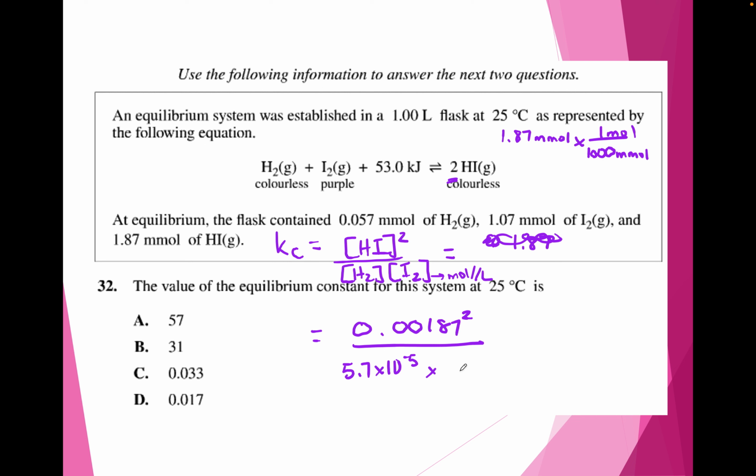And then that last one, the millimoles of I2, 1.07 divided by your 1,000 gives you 0.00107. So now that that's set up, we can plug that all into our calculator. We'll take the top value and square it, and then divide it by the two bottom values, but we'll need to multiply them by each other. So I'm getting the value 57, and I do have a decimal here, but based on sig digs, I'll just keep 2 sig digs, and so that answer is A.